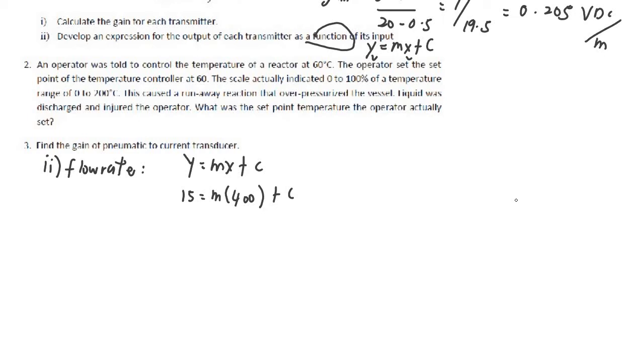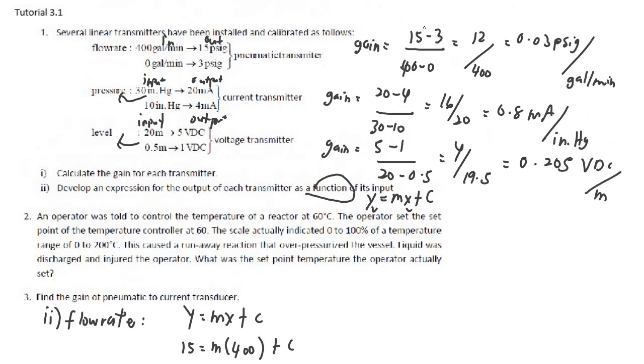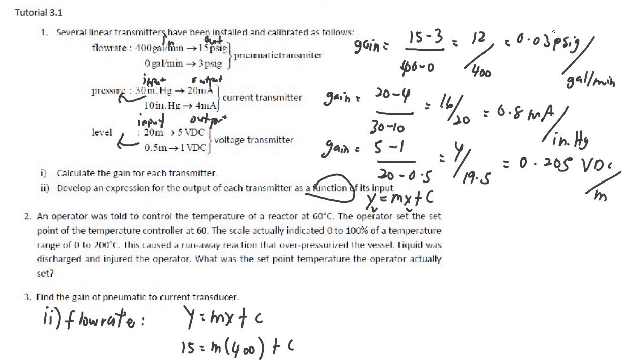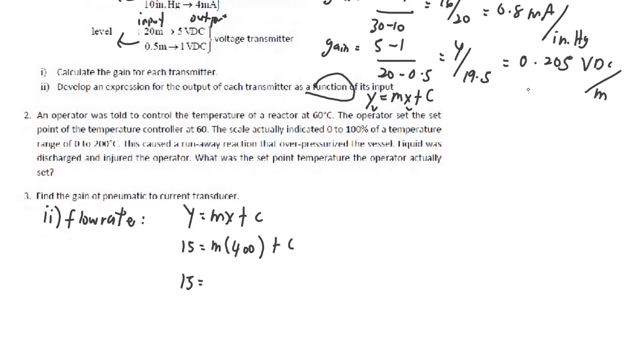Okay, so we have two unknowns here, which are m and c. But when we refer to the previous question, we already calculated the gain. The gain is the range of output over range of input, which shows that the gain is the gradient of the graph. So we can take the value of the gain and key it in as the m value, which is 0.03 times 400 plus c. So we can solve for c.